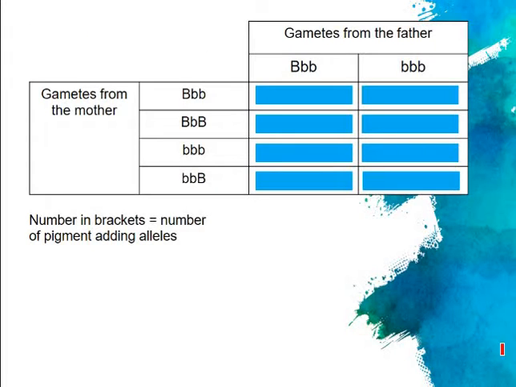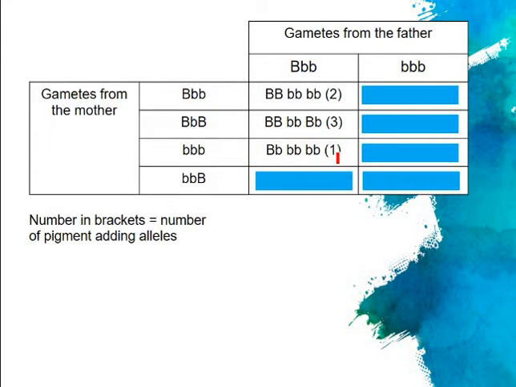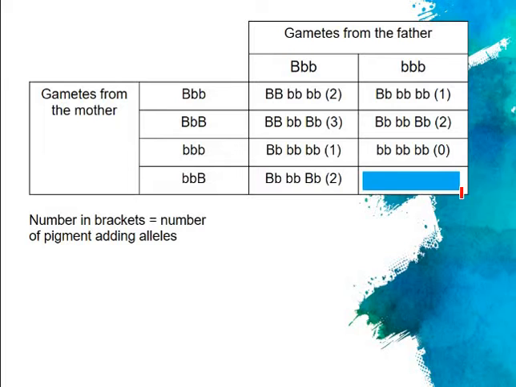Okay, let's go through the answers then. Any pigment adding alleles, so the big B's, I would like you to write the number of them in brackets because that will make it easier for you to interpret what eye color these offspring have. So in the first one, we've got 2 big B's, so that's 2 pigment adding alleles. For this one, we've got 3 pigment adding alleles. And the way we're figuring them out is we always put the first 2 letters together, the second 2 letters together, and the third 2 letters together. We keep that going, so only 1 for this one, 2 for that one, 1 here, 2, 0, and then there's a 1 here.